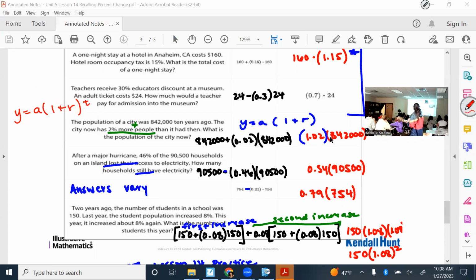Initial amount is 842,000. The 1 plus the growth rate as a decimal is how we get the 1.02. That's like 102% of what we have originally. And there's no exponent for the t written. Why do you think that is? How much time has passed?